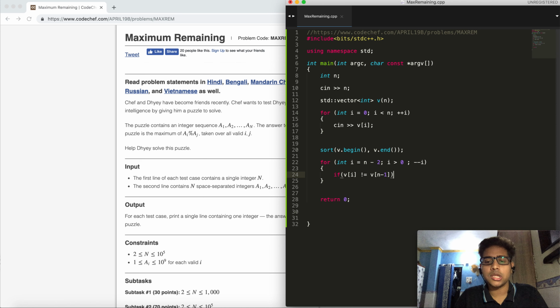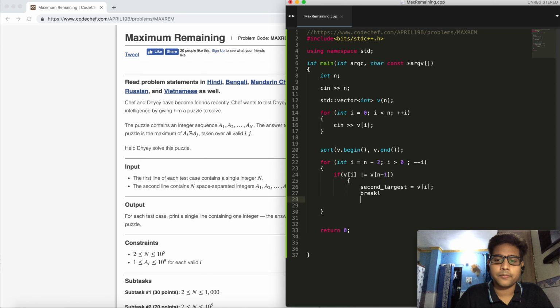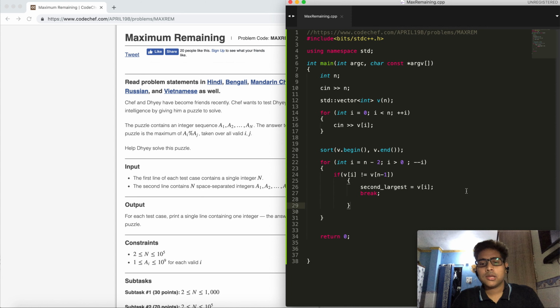So if v of i is not equal to v of n minus 1, we'll say that we have found our second largest number. So second largest is equal to v of i, and we can break out of the loop. Okay, after this we have our second largest number, and we need to declare this variable. So I'll declare it here and initialize it with 0.